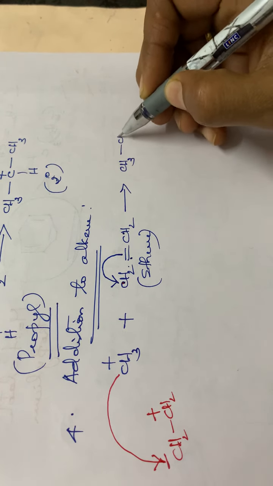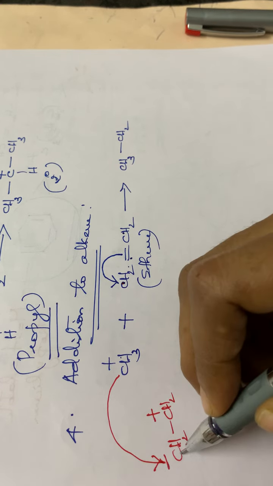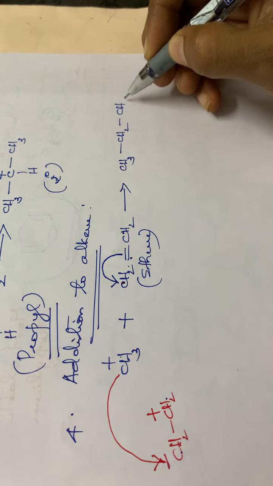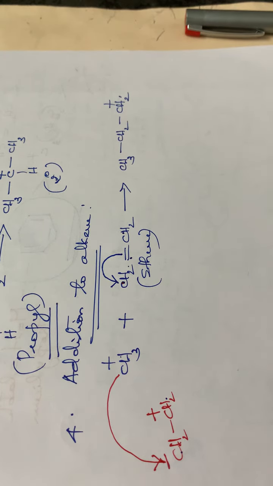CH3, CH2, CH3, CH2, CH2 plus. Hope you are clear with the reaction. So these are some of the reactions of carbocations.